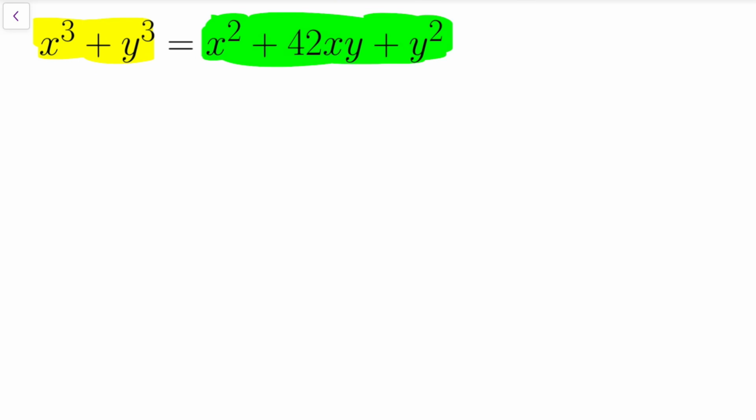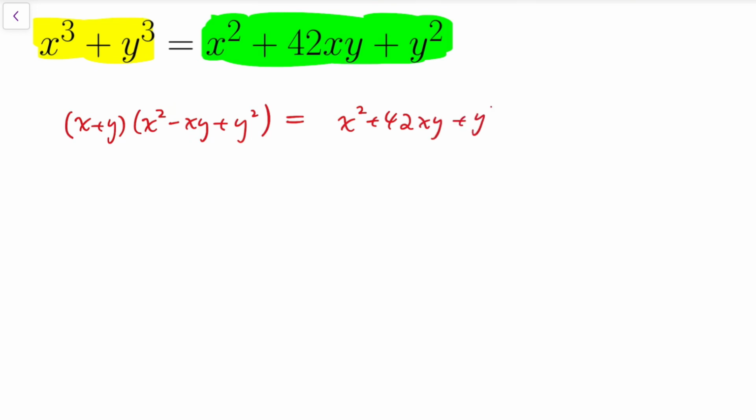To do this, I'm going to first factorize the left side, which gives x plus y times x squared minus xy plus y squared, and the product equals the sum of squares plus 42xy. Then moving x squared minus xy plus y squared to the right, we have this fraction.